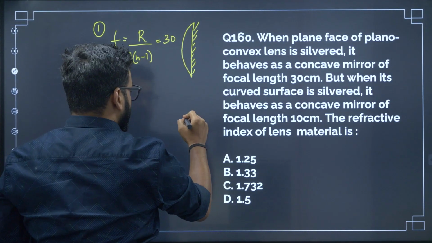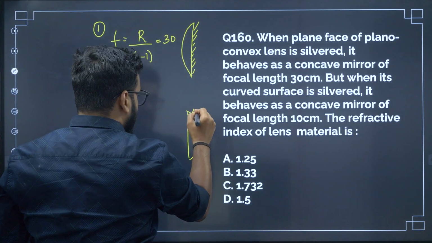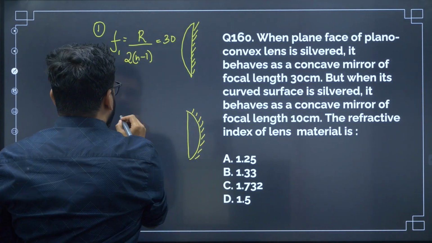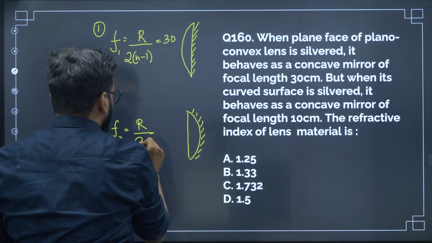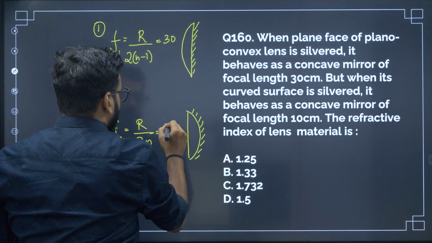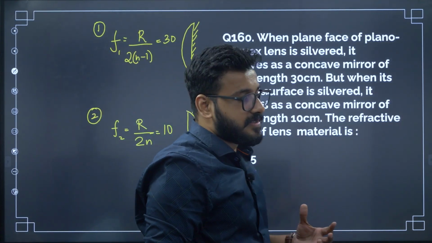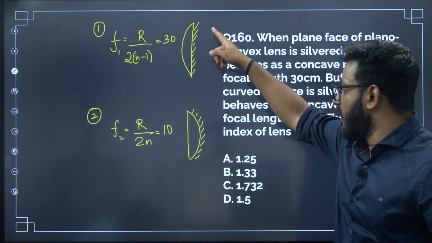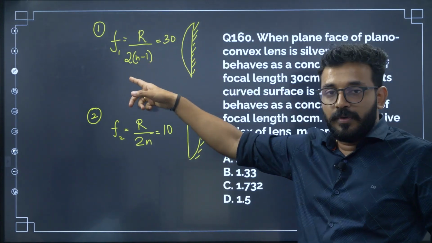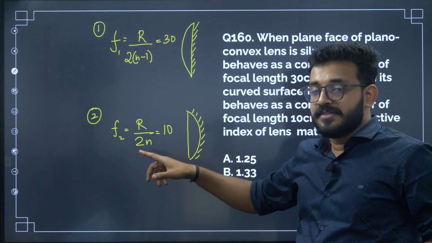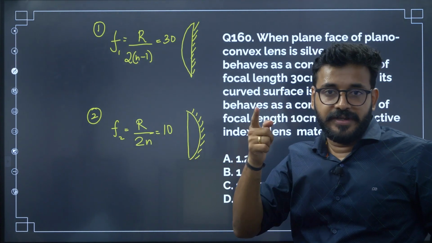That is, you have this curved side as silvered. So in this case, the focal length is given as R divided by 2n, which is 10. Now these two formulas are the formulas for silvered lenses. When you have lenses silvered like this, plane side silvered, this is the formula, and the curved side silvered, this is the formula. Here, n is the refractive index.